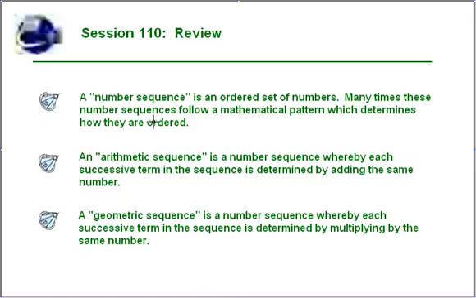Lastly, as a review, a number sequence is an ordered set of numbers, and many times these number sequences follow a mathematical pattern, which determines how they are ordered. Next, an arithmetic sequence is a number sequence whereby each successive term in the sequence is determined by adding the same number. And lastly, a geometric sequence is a number sequence whereby each successive term in the sequence is determined by multiplying by the same number.